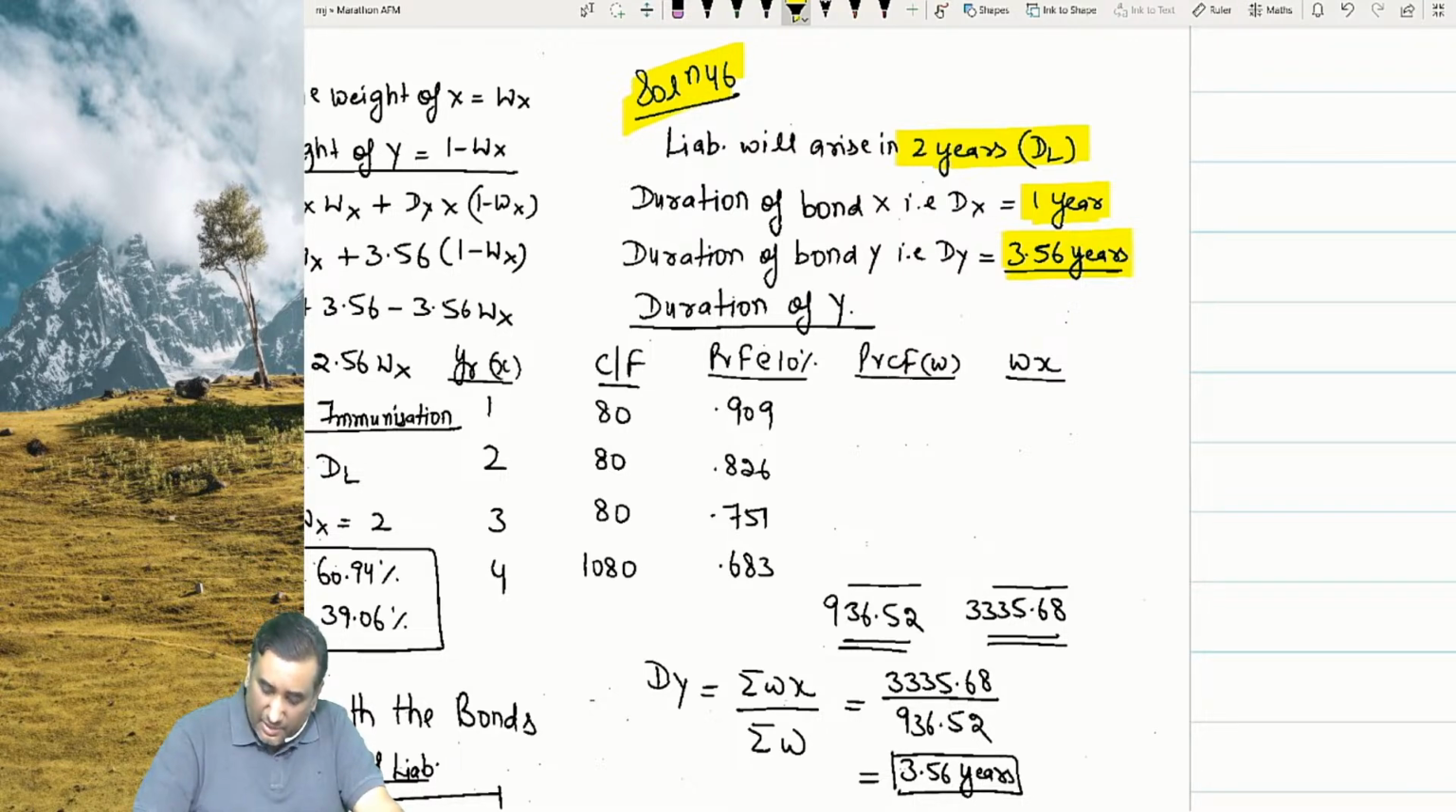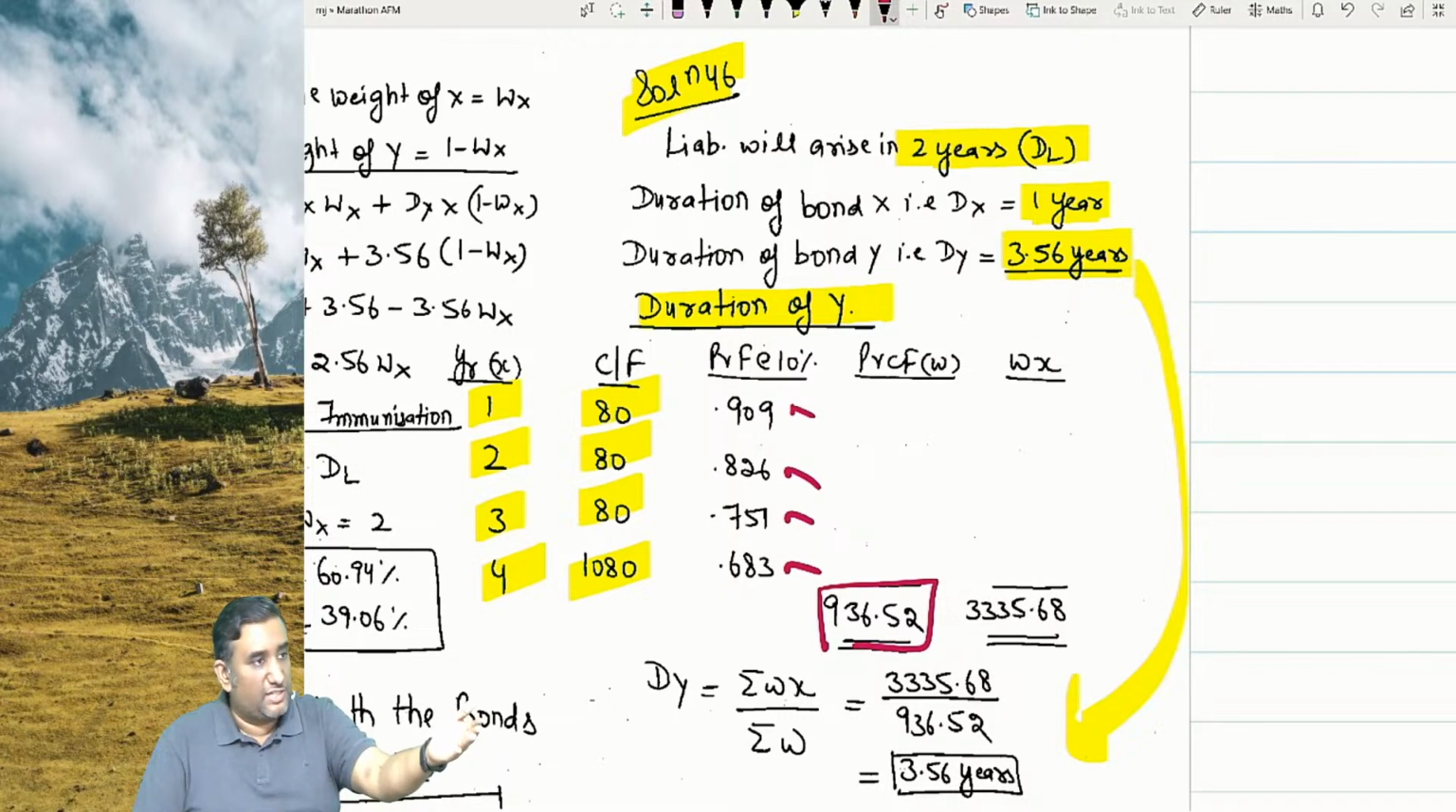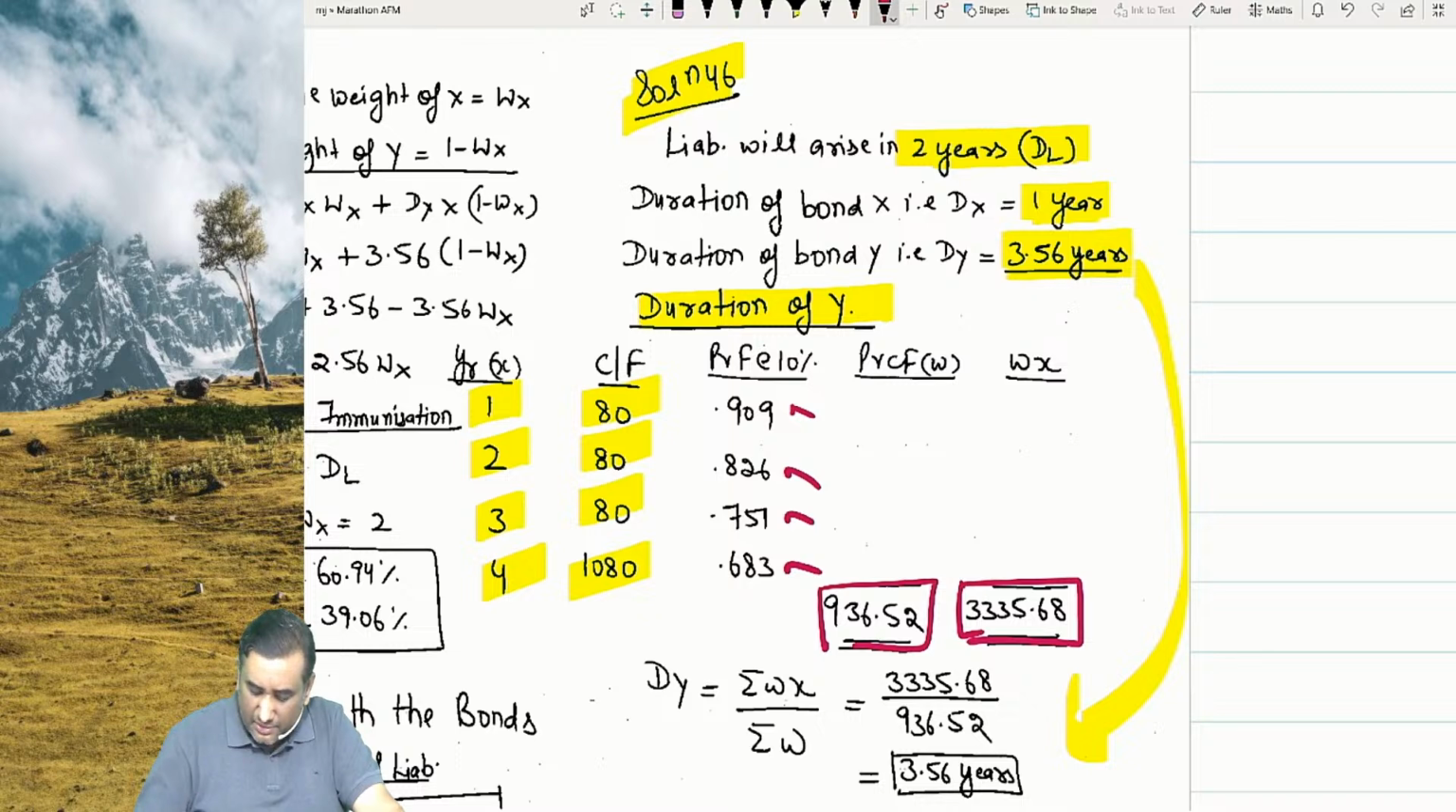How did we calculate, sir? I calculated using this part here. This was not straightforward given. So what you do is, he has asked you the duration of Y: 1 year, 2 year, 3 year, 4 year. How much is the coupon? You have 8%, so 80, 80, 80, 1080, and then you have the present value factor at what rate? 0.909, 0.826, and so on, and you get the PVCF. I think the PVCF would be the same. That's why I have used 10%. It's the same which comes out, and it's 3333.68. So we get 3.56.